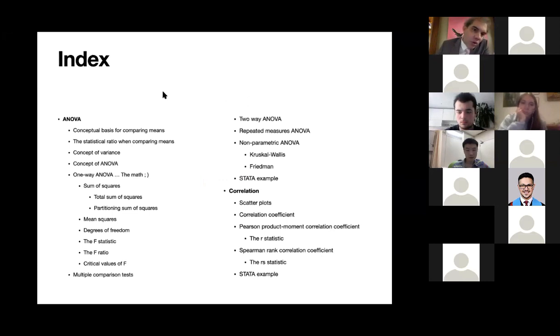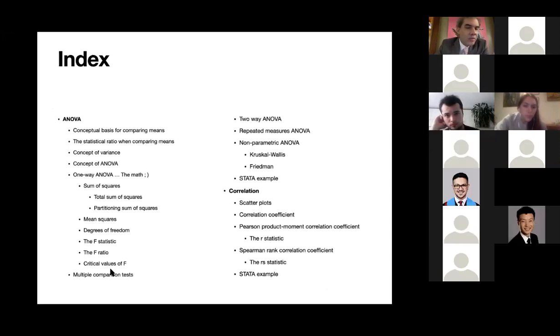Now, this is what we should see today. As you see, it's a lot of stuff, but we'll go in baby steps, so you will understand everything. Please, if you don't understand something, you can type your questions in the chat, or you can ask them directly through your microphone. Let's start with ANOVA, then we'll finish with correlation.